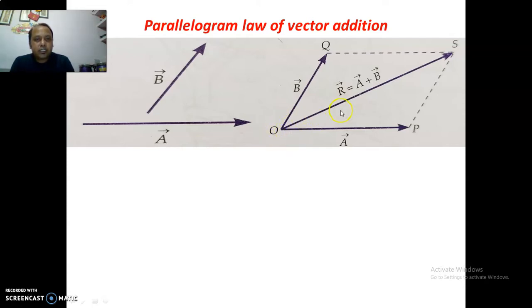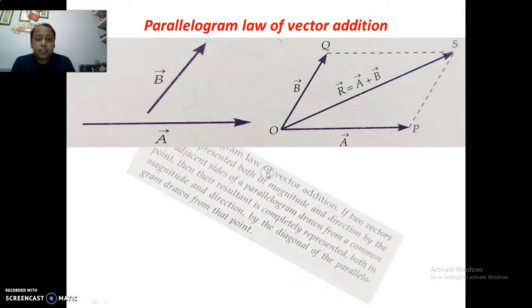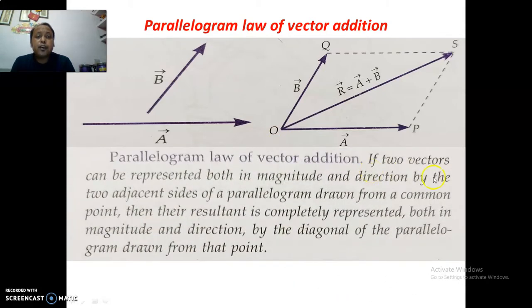Then the resultant is given by the diagonal of the parallelogram passing through the same co-initial point. I hope this is clear to you. I repeat this again. If two vectors can be represented both in magnitude and direction, the length and direction of vectors A and B, the same length and same direction of vectors A and B are used here.